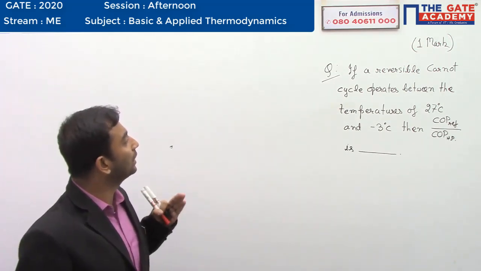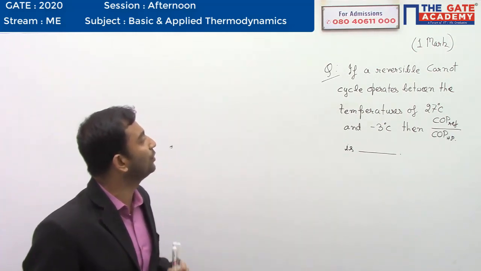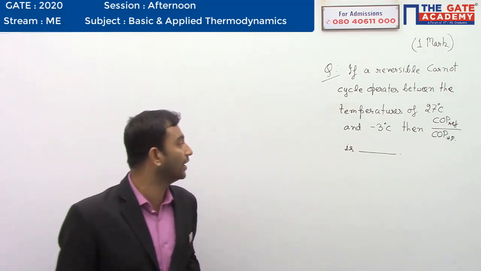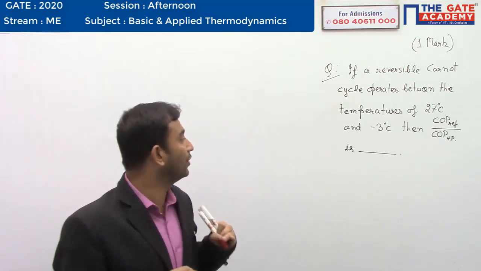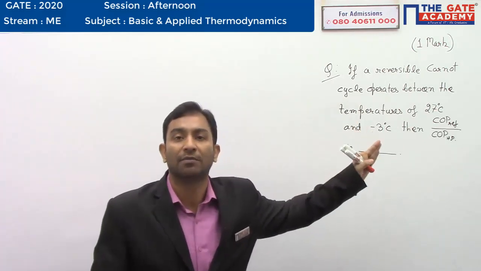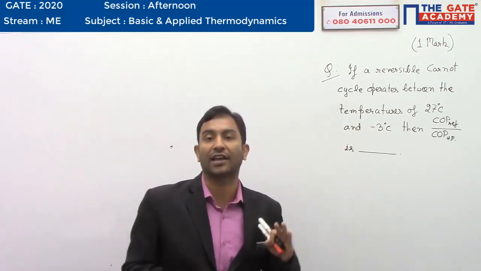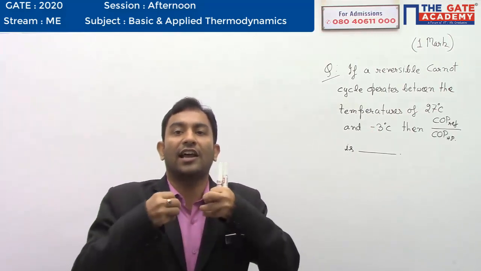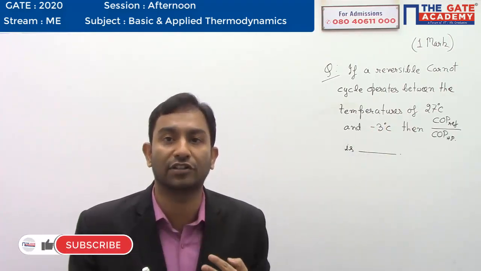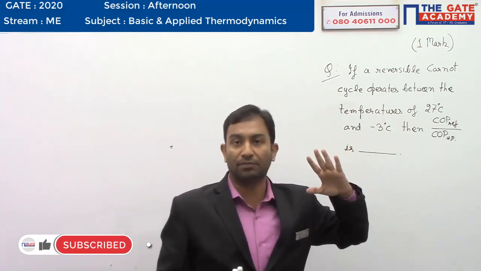If a reversible Carnot cycle operates between temperatures of 27 degrees centigrade and -3 degrees centigrade, then COP refrigerator by COP heat pump is dash. So in this question, they are asking you to find the ratio of the coefficient of performance of a refrigerator and a heat pump.